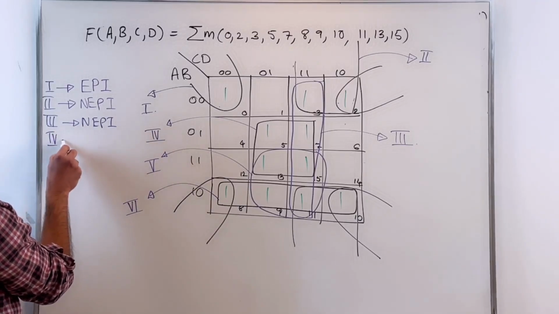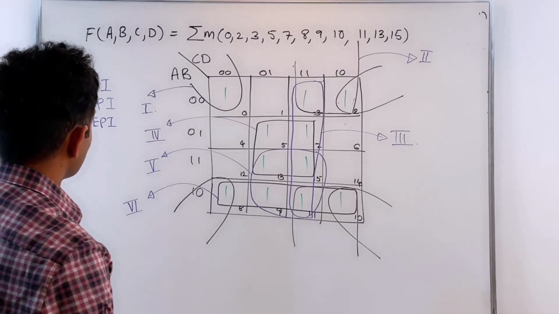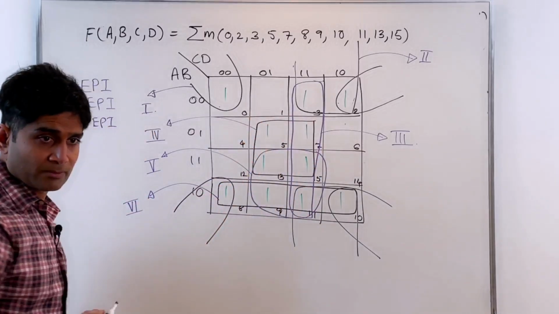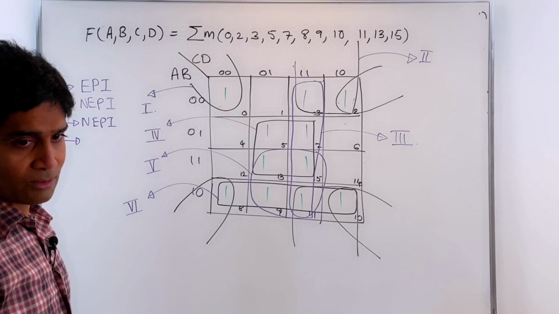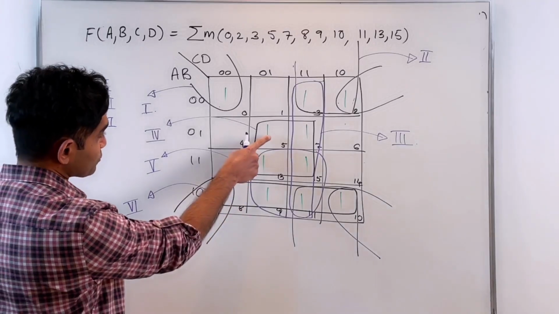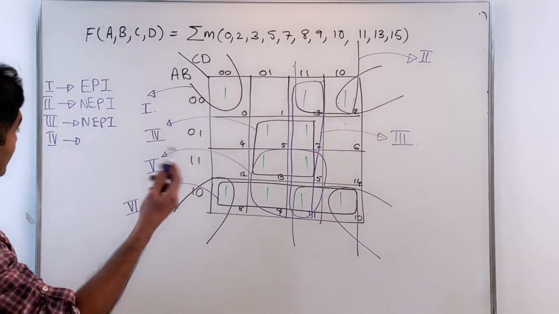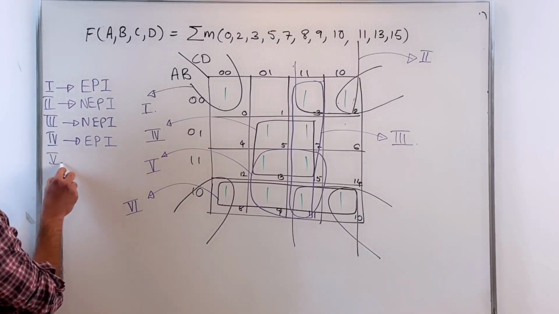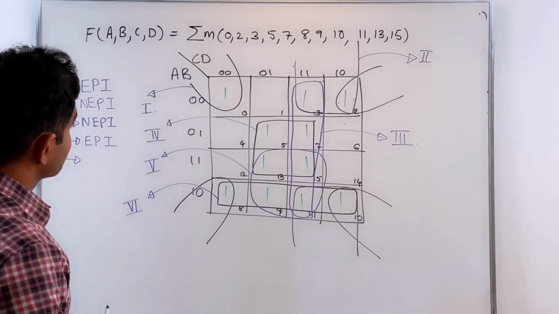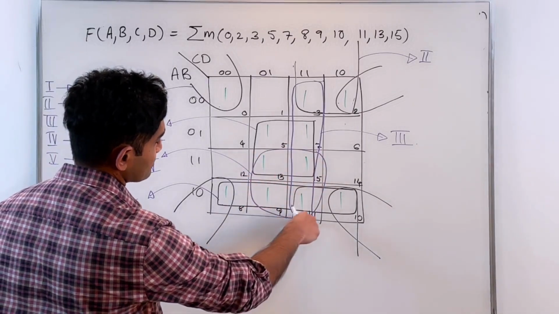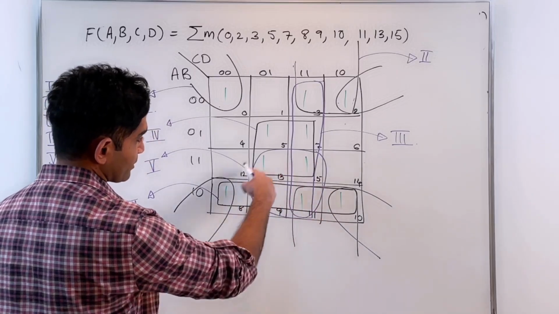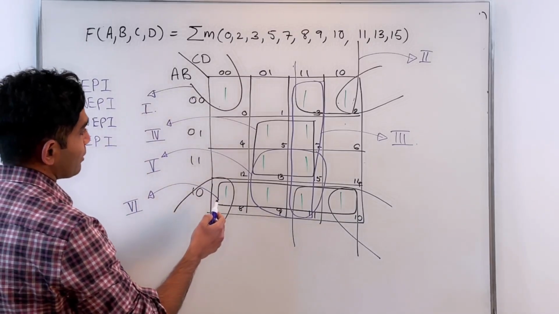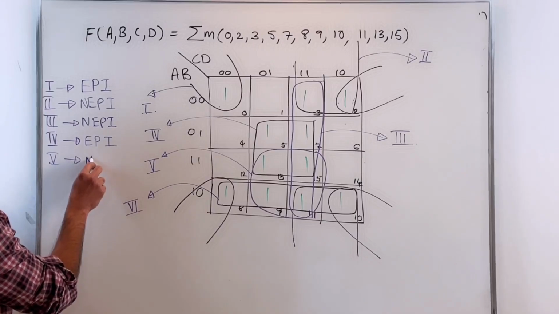Let me see, 4. 4 would be this one. 4 would be a yes, because I have at least one cell that is not accounted more than once. That will be an essential prime. 5. 5 would be that. And that's going to be a non-essential prime as well. I don't see any cell that is accounted only once. So that's going to be a non-essential prime.